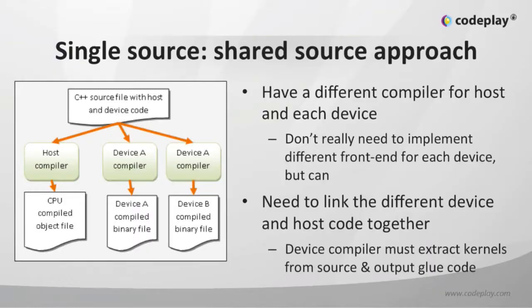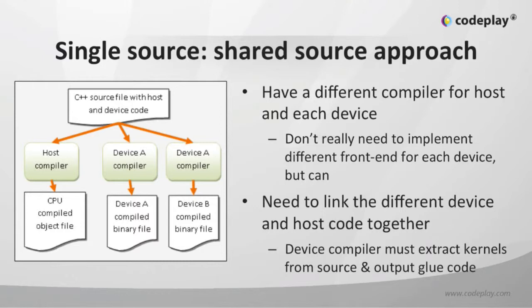So in SYCL, we use a special approach, which I really like and which works very well, which I call shared source. The same source file gets compiled by multiple compilers, and the device compilers extract the kernel for each device. Now you need to output some glue code when you compile this in order to get the host compiler to know how to actually run these things.